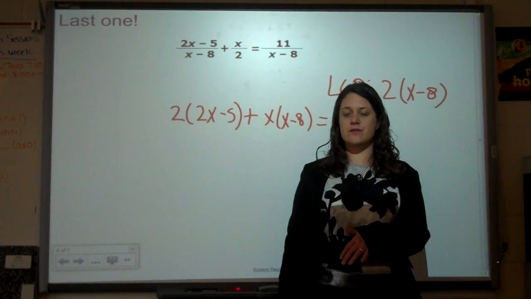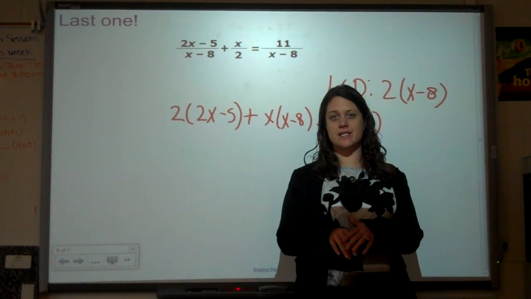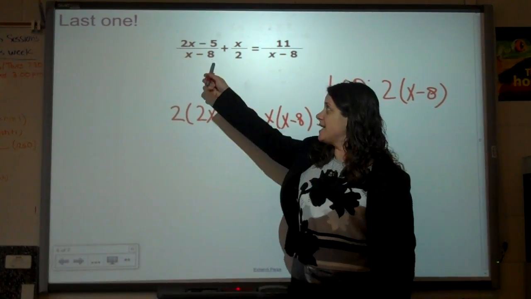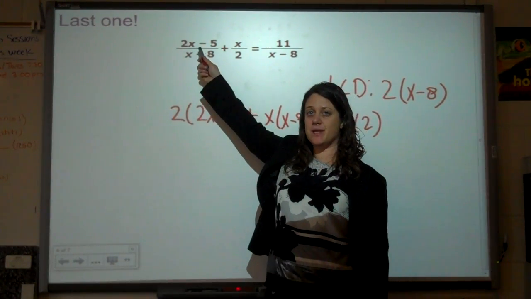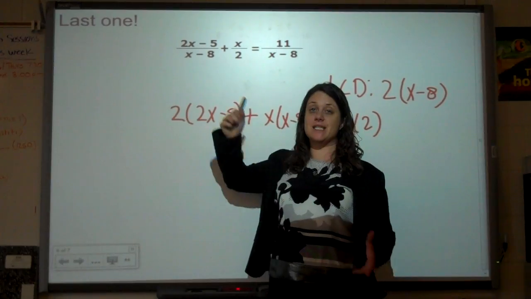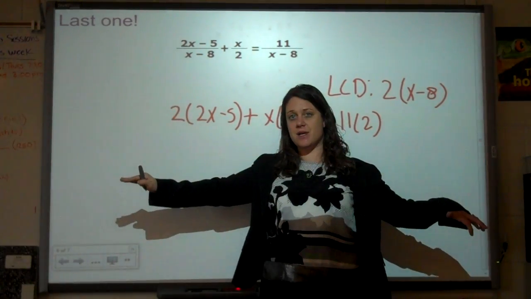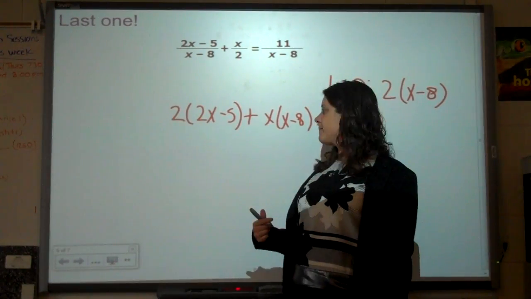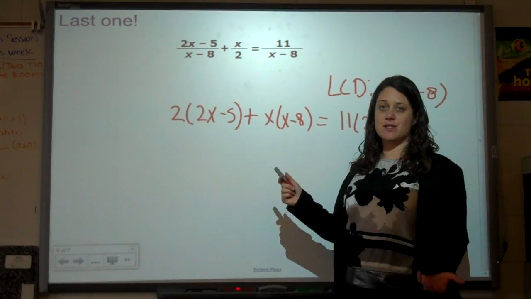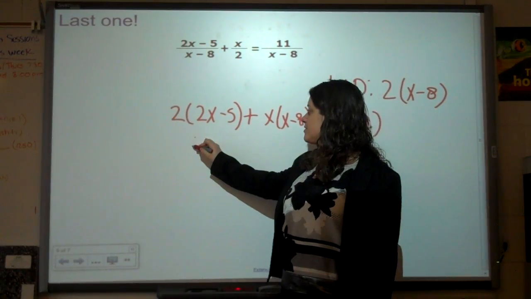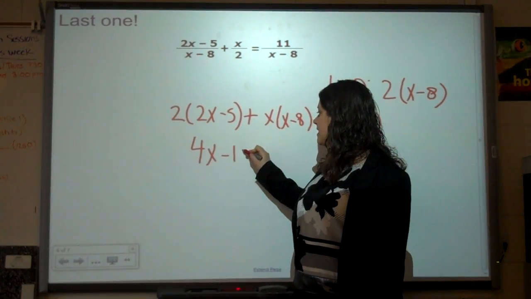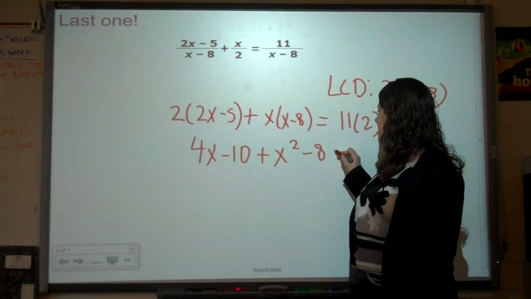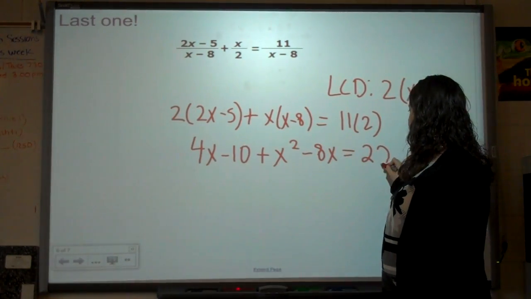Okay, so if you're kind of confused about that, I'm just shortcutting instead of canceling out denominators. I'm just acknowledging that there's already an x minus 8 here, so I need to multiply the top and bottom by 2. But since I know I'm going to end up just getting rid of the denominators, I'm just multiplying the top by that. So I'm just shortcutting here. Okay, so now I'm going to have to start solving this. So I'm going to distribute. So 4x minus 10 plus x squared minus 8x equals 22.